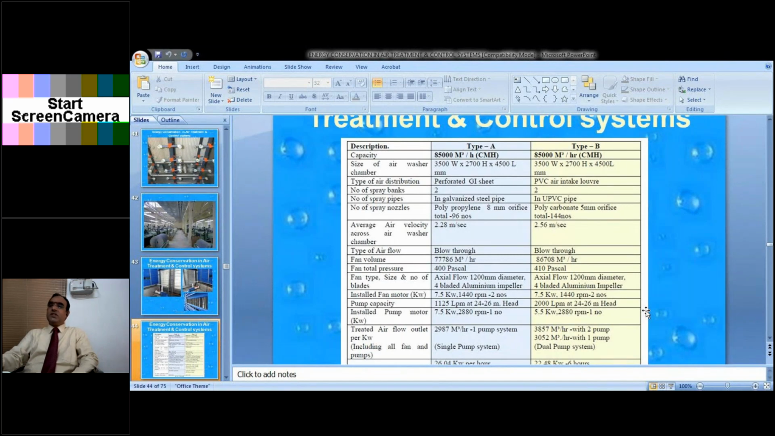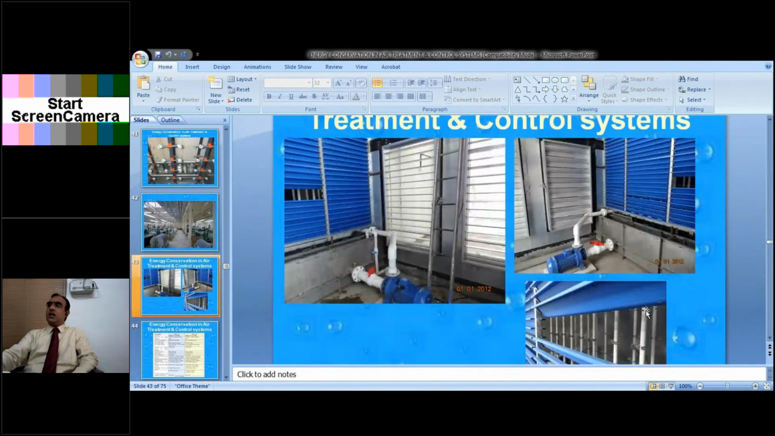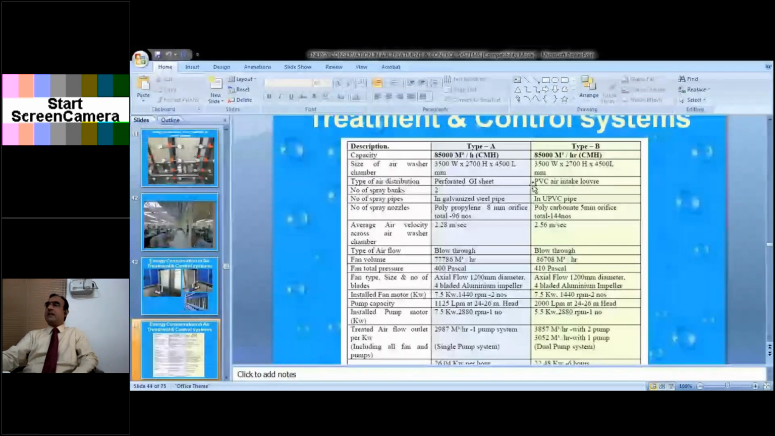Earlier, initially, there was an air distribution. You are seeing these blue color air intake louvers. Before that, this is for the example I had taken. This is a new plant. There was a perforated sheet-like arrangement where there would be holes and slots. So we have changed to PVC air intake louvers so that there is a smooth flow of air.